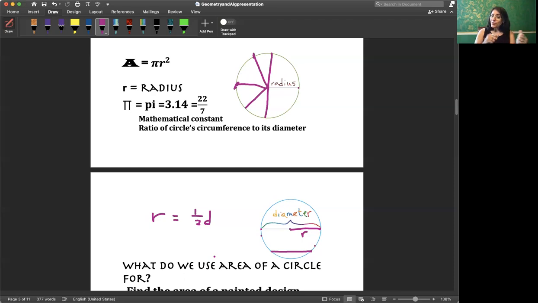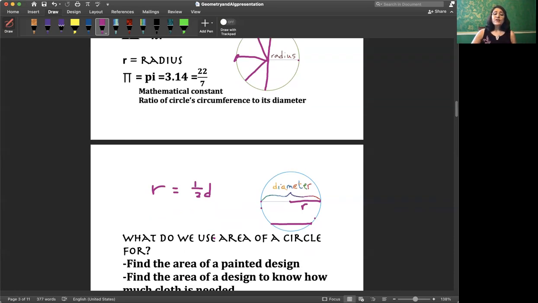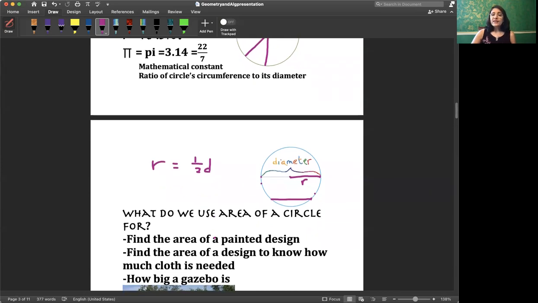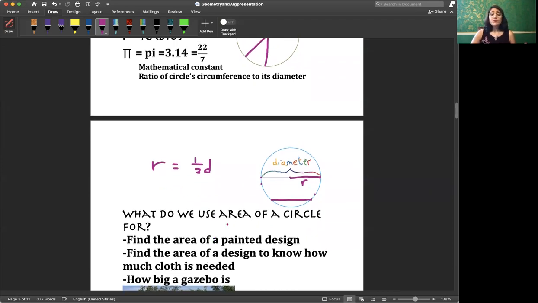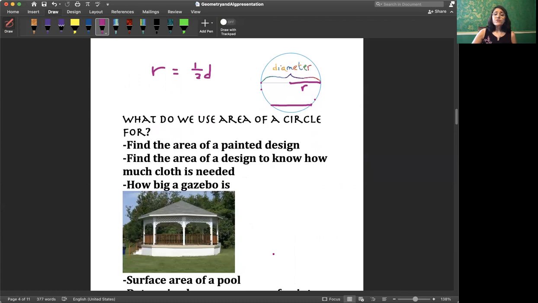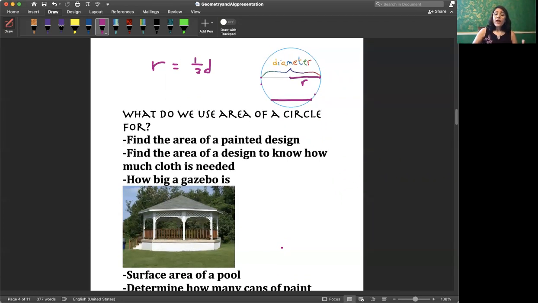We can't just grab numbers and throw them in. We have to know which is which. So what do we use the area of a circle for? It's nice that we calculate it, but we sometimes need to find the area of a painted design. We need to find the area of a design to know how much cloth or felt is needed, something along those lines. How big a gazebo is for parties or for a band to play. They need to know how much space they have to work with. The surface area of a pool, how big is the pool, the swimming area of it.